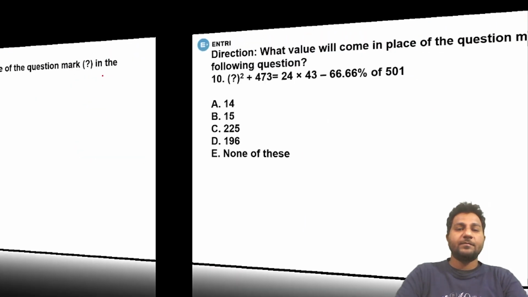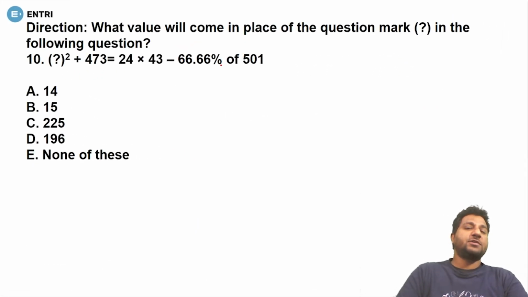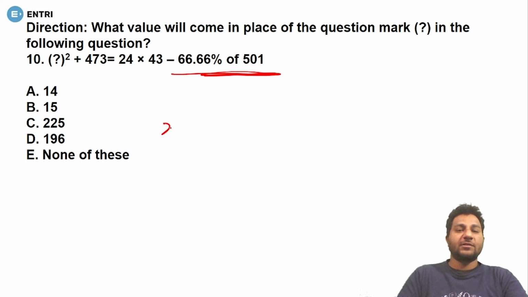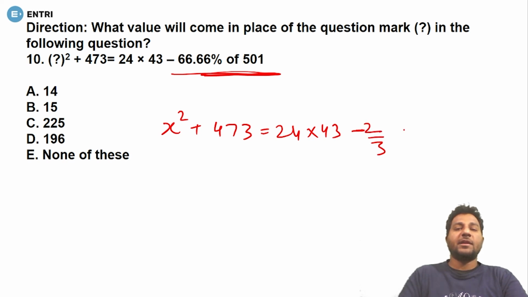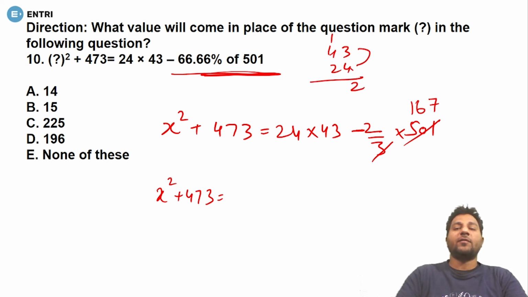Alright, let's move on. Here comes the next question. Still getting the lengthy ones, but this portion can get eliminated. Okay, let's look at this. X square plus 473 is equal to 24 into 43 minus 2 by 3 into 501. So 3 ones are 3, 167. Okay. So x square plus 473 is equal to, now if we multiply 43 into 24, look at this: 4 3s are 12, 4 4s are 16, 16 and 1, 17, 17 6, 23, 2 4s are 8, 1032 minus, okay, 2 7s are 334.